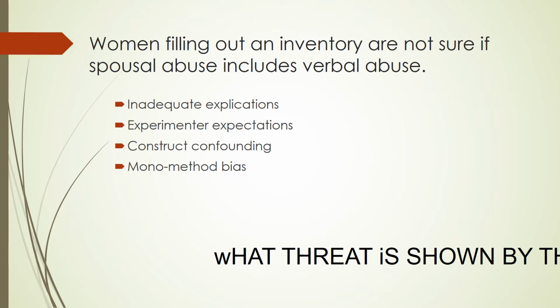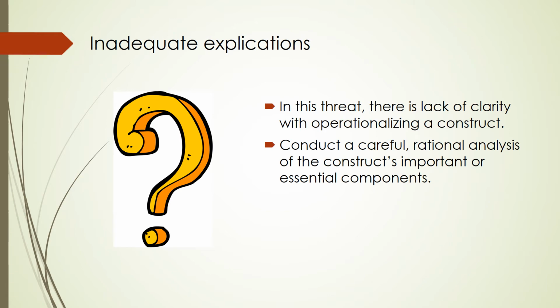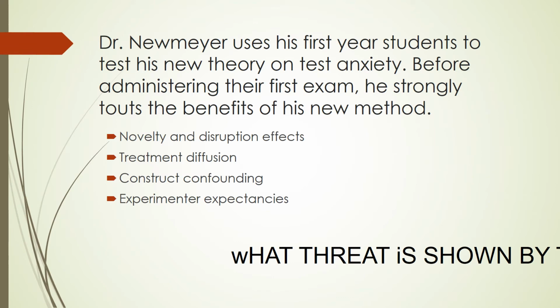Is this inadequate explications, experimenter expectations, construct confounding, or monomethod bias? Which threat is shown by this example? Yes, inadequate explications. In this threat, there is a lack of clarity with operationalizing a construct. To avoid that, you can conduct a careful, rational analysis of the construct's important or essential components.